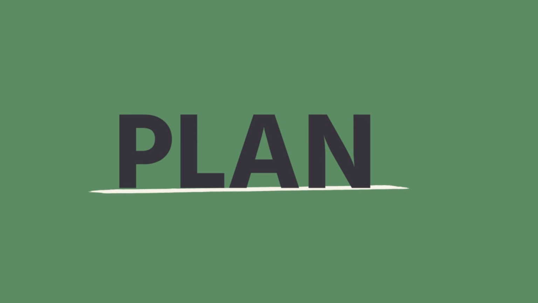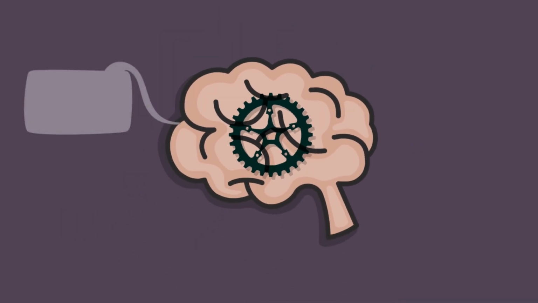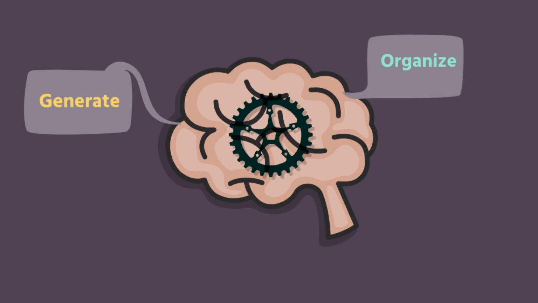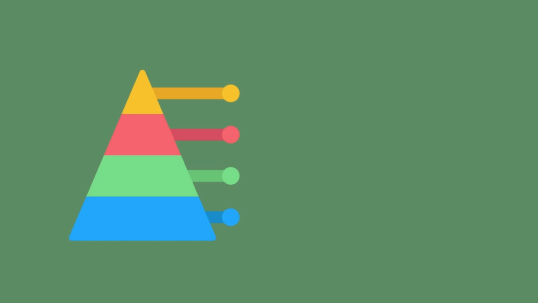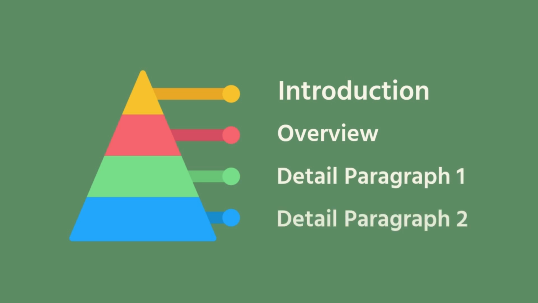Stage 2. Plan your ideas. Planning is the thinking stage where you generate and organize ideas. Writing becomes faster and easier when you have a clear plan. We will follow the classic full paragraph structures: introduction, overview, detail paragraph 1, and detail paragraph 2.